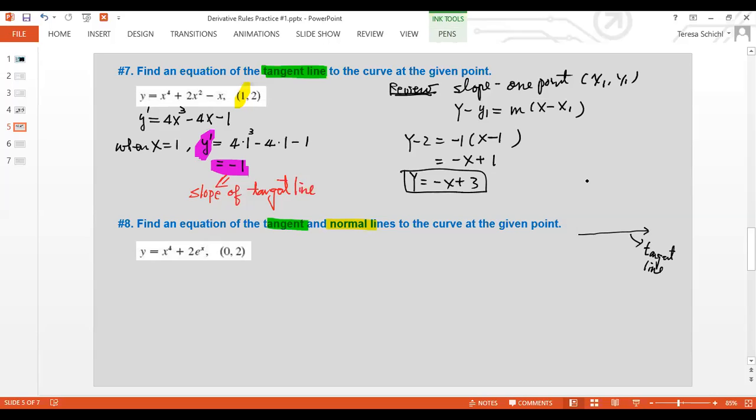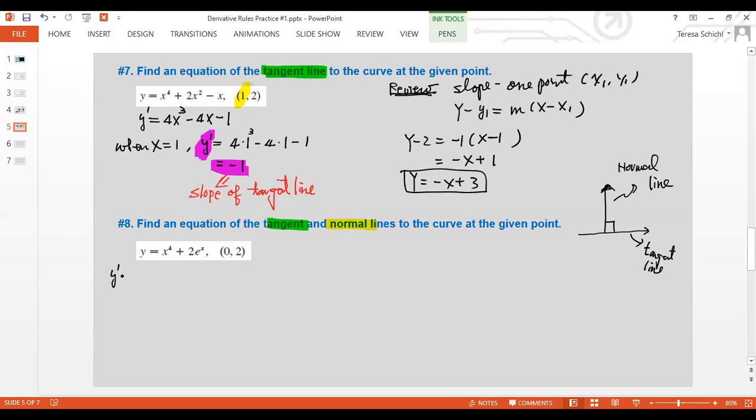So the normal line is the one that is perpendicular to the tangent line. This is what we call the normal line. Some people don't remember this definition. All right, so first, we still need to find the tangent line.